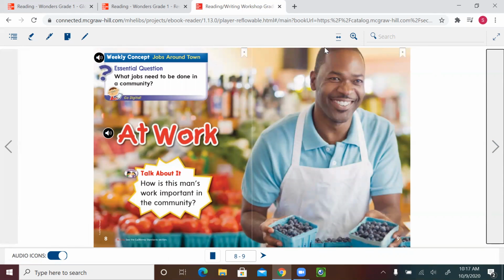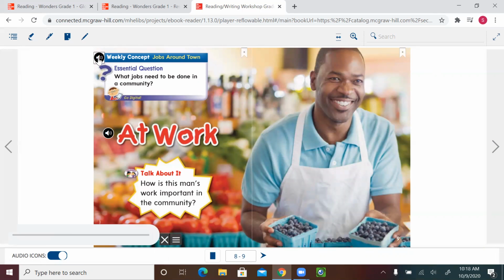All right, let's see the weekly concept for this week. Weekly concept. Jobs around town. Essential question. What jobs need to be done in a community?